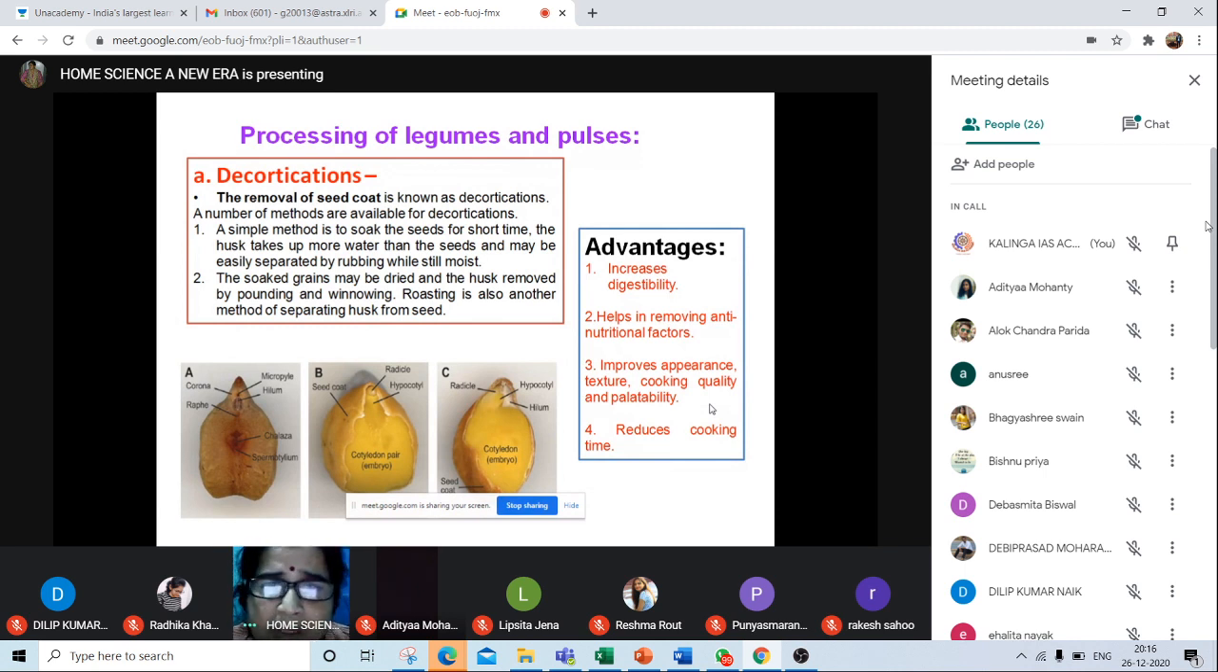All the nutrients which are present in the husks will dissolve into the seed aleurone layer. And it will give you the taste also. And cooking time will also be less.